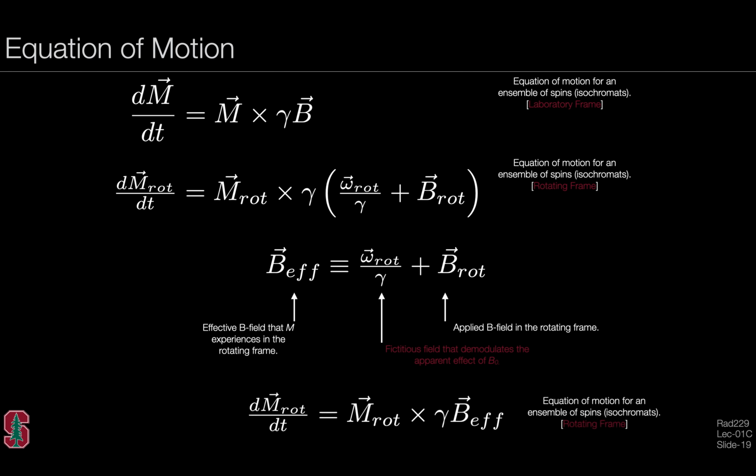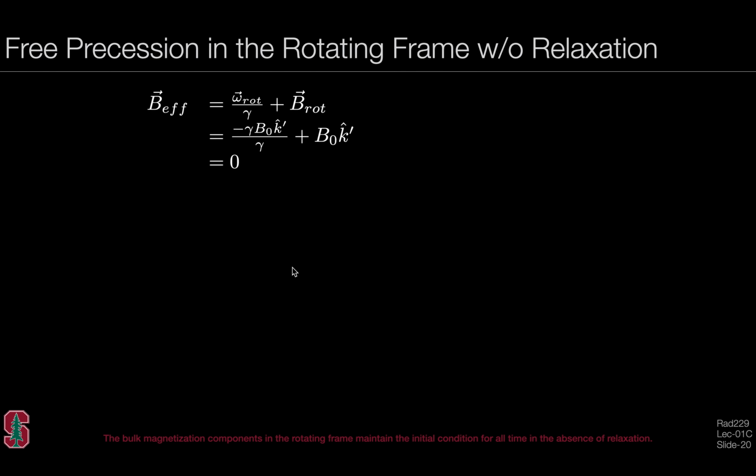And so if we use this substitution, we end up with an equation of motion that's very, very similar to that used in the laboratory frame. And we'll use this expression from here on out, to describe the rotational behavior of the bulk magnetization as a function of time. So here, let's consider free precession in the rotating frame and without relaxation. So free precession is just what the spin system does in the presence of the B0 field. We want to work in the rotating frame, and we want to dismiss at this point any considerations for relaxation.